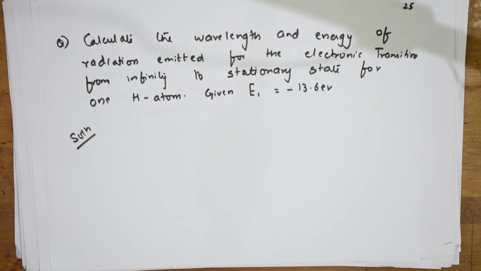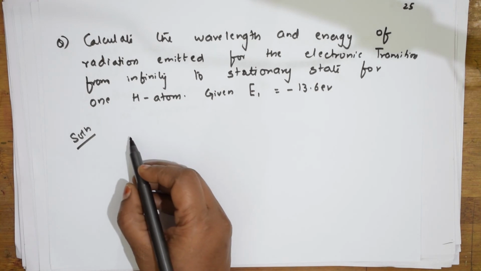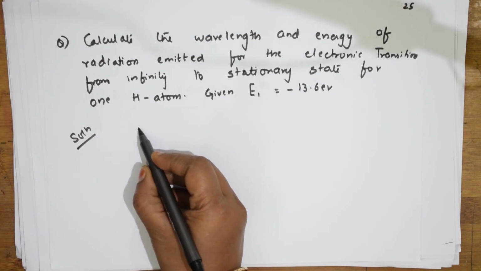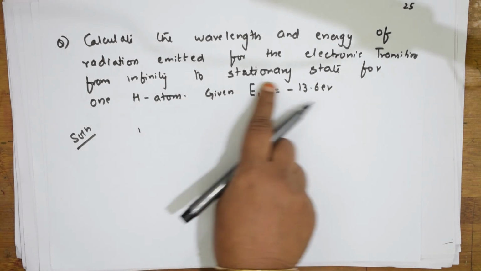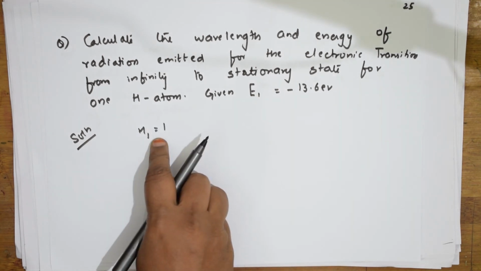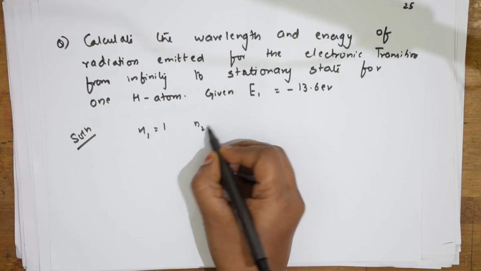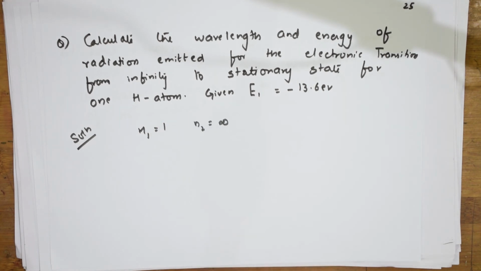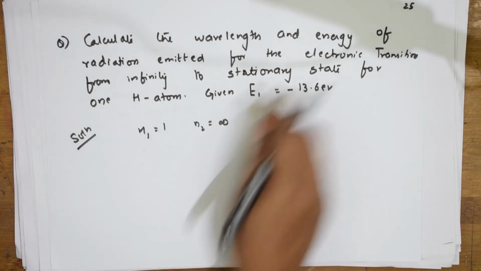Simple, isn't it? Let's write. So what did they give me here? They've given two states: one is infinity and one is the stationary state. So n1 is given as 1, this is your stationary state, and the n2 value is given as infinity. Now, according to this formula, I need to find the energy, isn't it?